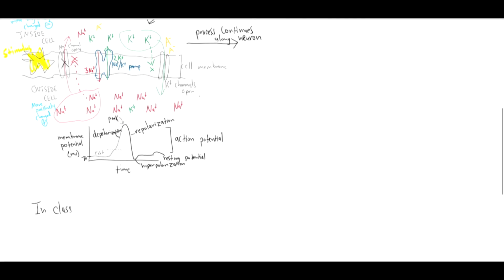In class, we're going to talk about some more details about neurons and the nervous system, including myelin, which is a substance that coats some neurons, and the parasympathetic versus the sympathetic nervous system.